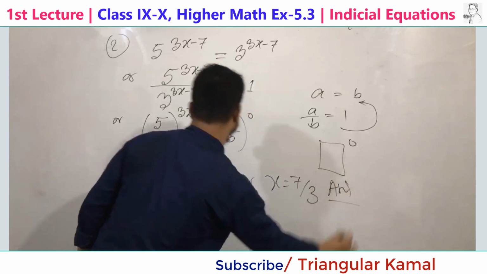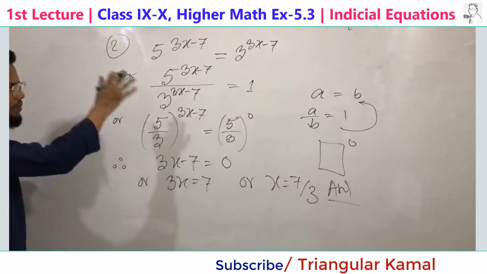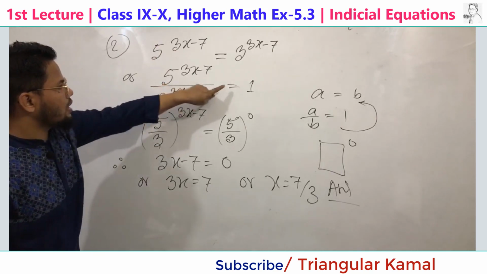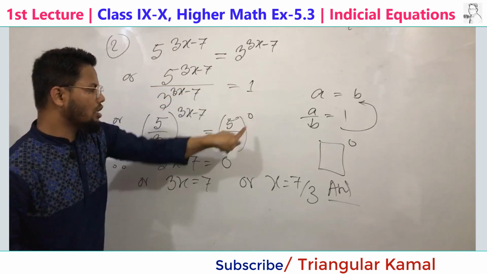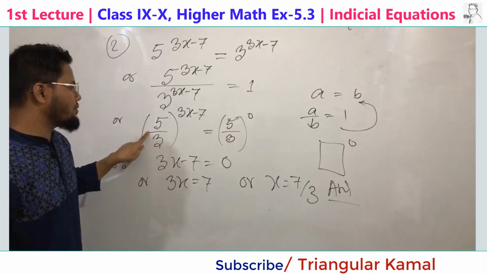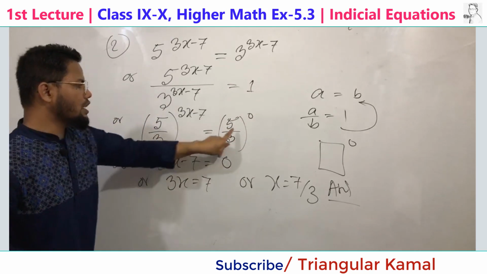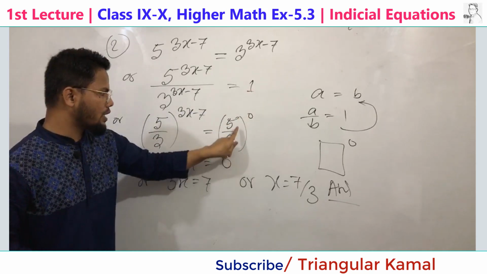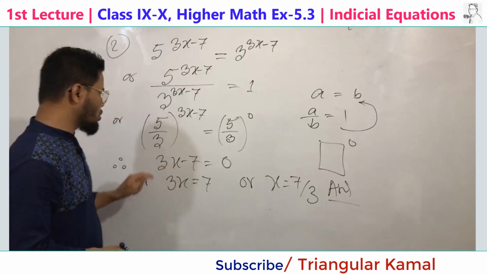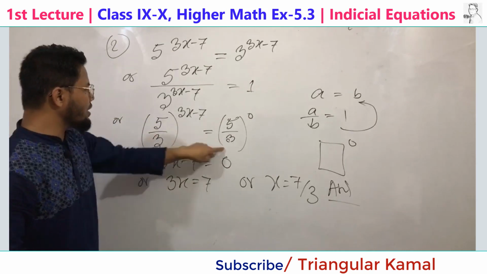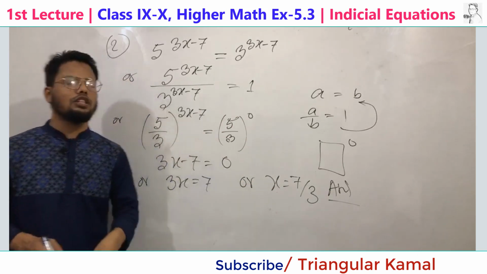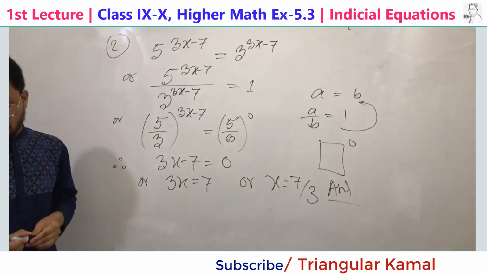Dear students, give attention again. In the first line we have done the division, just making it 1. Then 1 is converted to 5 by 3 to the power 0, because our left side requirement is 5 by 3 as the base, and 5 by 3 to the power 0 equals 1. When the bases are the same in both cases, then the powers will be the same. Then doing the simple calculation, the result of x will be 7 by 3, which is our answer.